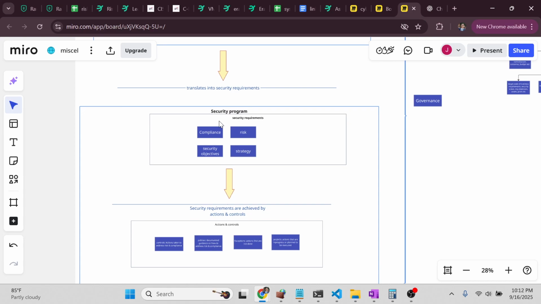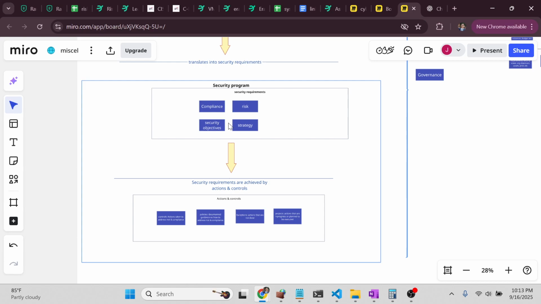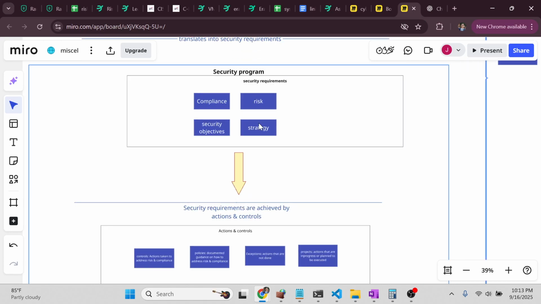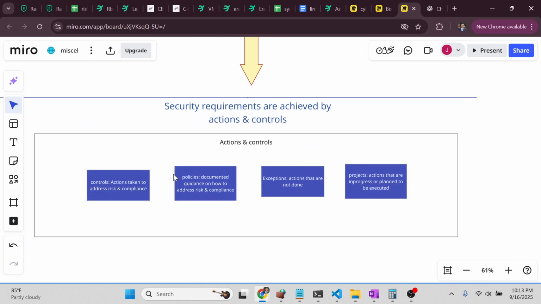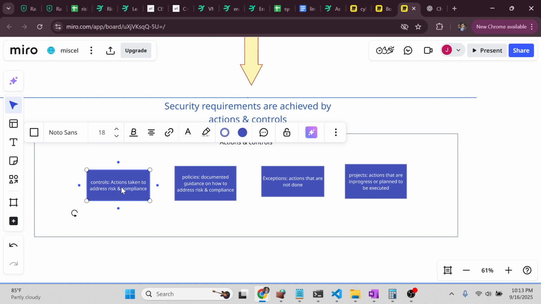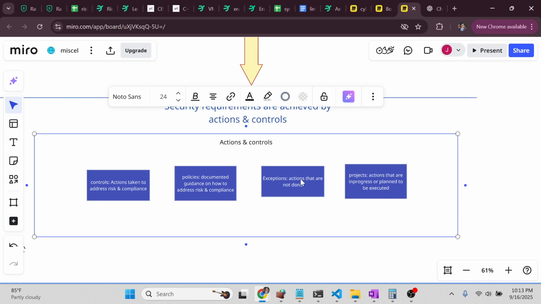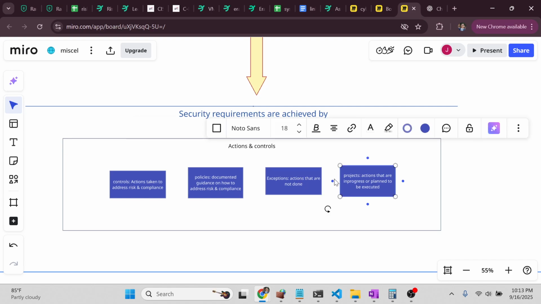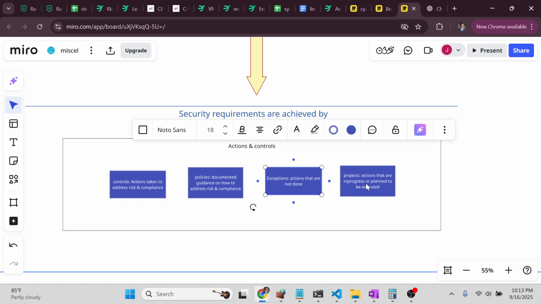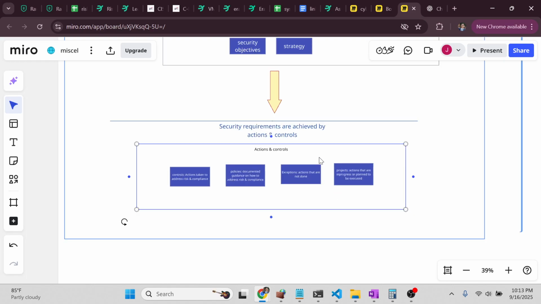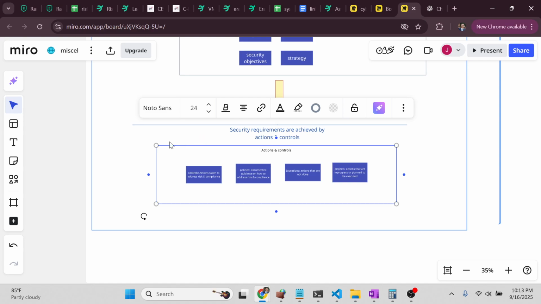And this is also the area of the security program. The security program consists of controls and, of course, the security requirements, which are compliance, risk strategy, and security objectives. And for actions and controls, you have actual controls. For example, you have an EDR, you have password management. All of these are actual controls. You have policies. Policies provide direction and implementation of the strategy. So this is a human-level control. You have exceptions. Sometimes you are just not creating a control. So these are exceptions. There are also projects: controls, policies, or exceptions that you are planning to implement, something that you have not implemented yet. So these are actions and controls.